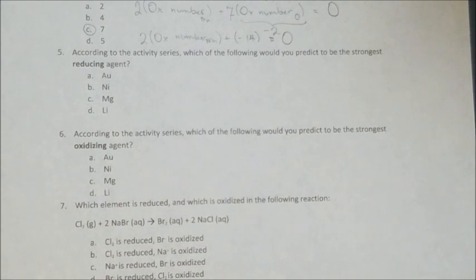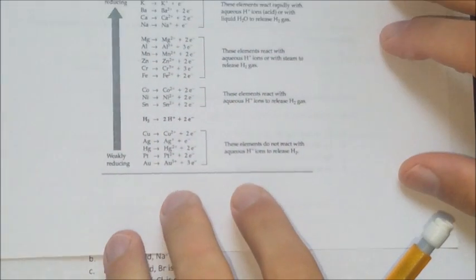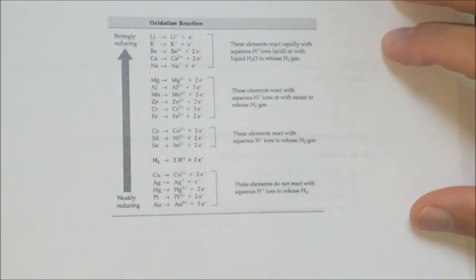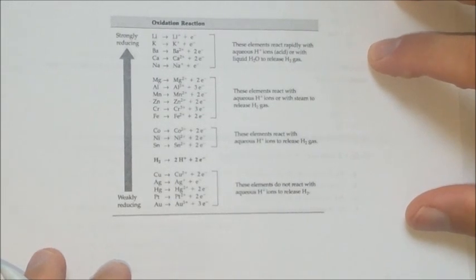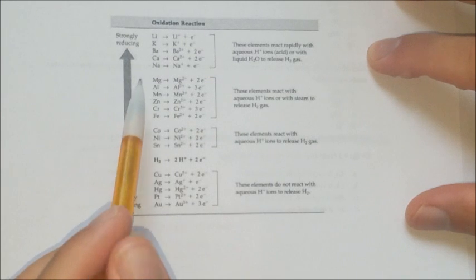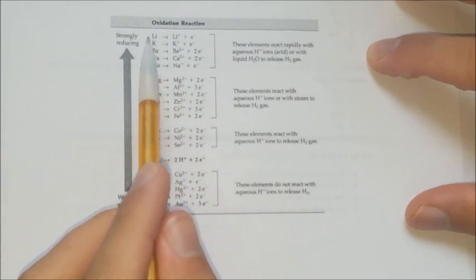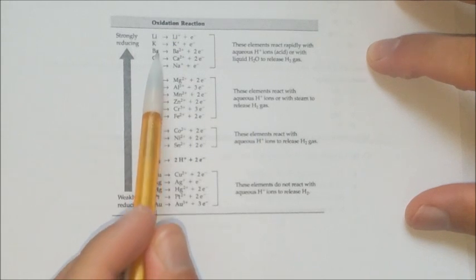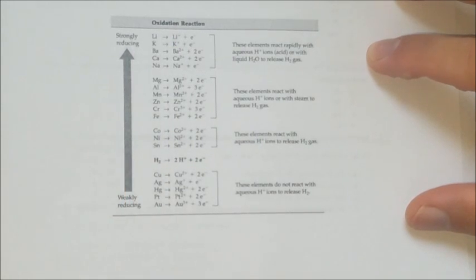For number 5, according to the activity series, which of the following would you predict to be the strongest reducing agent? So let's take a look at the activity series and see what it tells us. So here's the activity series that we're using from the book. And we have all of these different elements, and they are being oxidized. Okay, so here they are losing an electron. And the higher up on the table they are, the more readily this process happens.